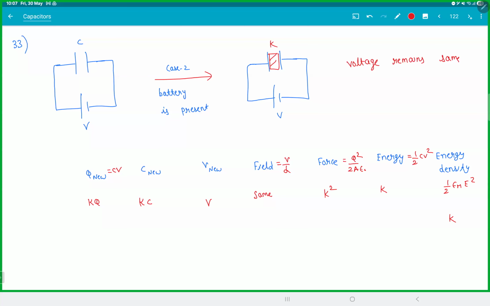Clear with this? Just be careful with the force between the plates, one thing. There you won't get an epsilon. All clear with this? Next one.